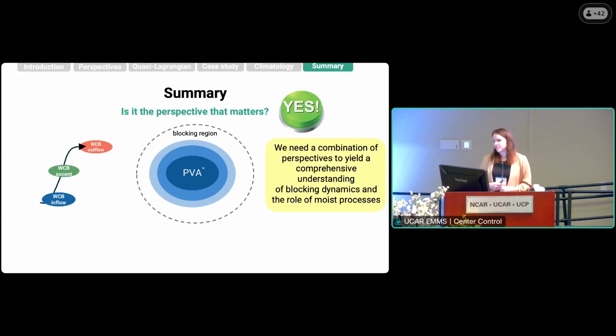So what we need is a combination of perspectives to yield a comprehensive understanding of blocking dynamics and the role of moist processes. With that, thank you.